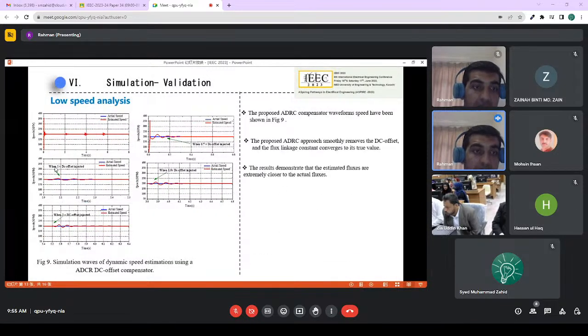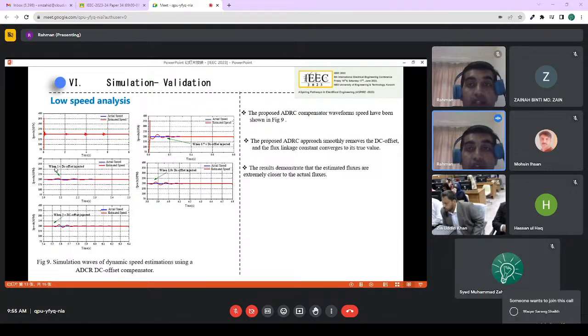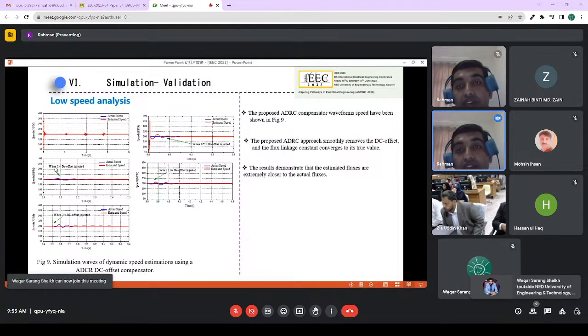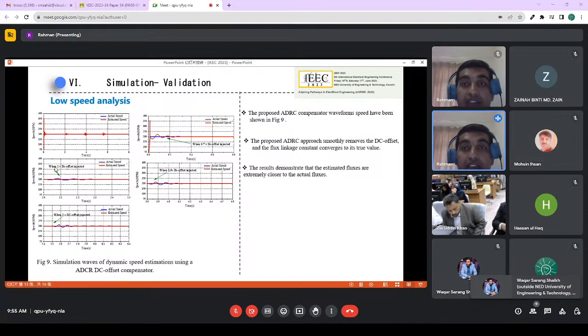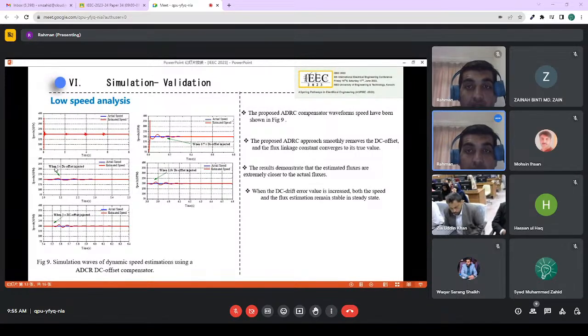Figure 9 shows the simulation waveform of dynamic speed estimation using an ADRC DC offset compensator. As we can see, if we inject the DC offset at different amplitudes, we can see some disturbance initially, but due to the proposed ADRC approach, the DC offset is smoothly removed and the flux linkage constant converges to its true value. So henceforth, the result demonstrates that the estimated flux is extremely close to the actual value. When the DC drift error value is increased, both the speed and flux estimation remain stable in steady state.